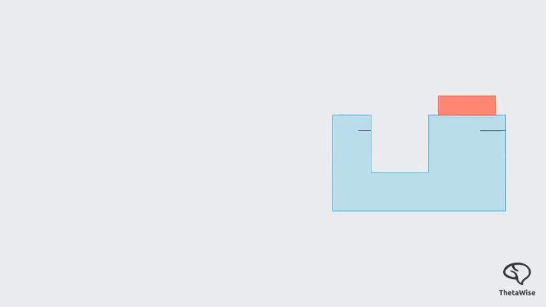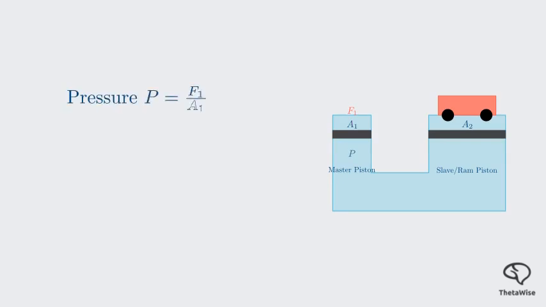Let's see how we can use this principle to lift something heavy, like a car, using a hydraulic system. A hydraulic system usually consists of two pistons connected by a tube filled with oil or water. We call the smaller one the master piston, and the larger one the slave or ram piston. When we apply a small force, F1, to the small area A1, we create a pressure in the fluid.